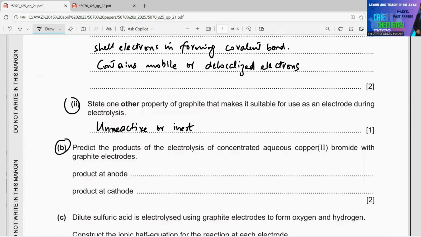Part B. Predict the products of the electrolysis of concentrated aqueous copper(II) bromide with graphite electrodes. The product at anode must be bromine or Br2. They are not asking you to write down the formula or name, so you can write Br2 or bromine. Both are correct. For the product at cathode, it's very easy. It must be copper, Cu or copper.